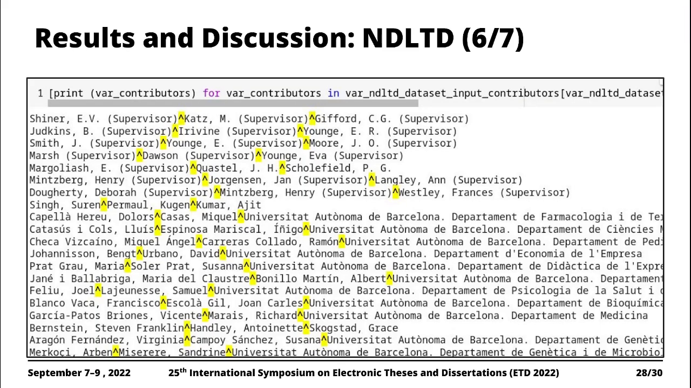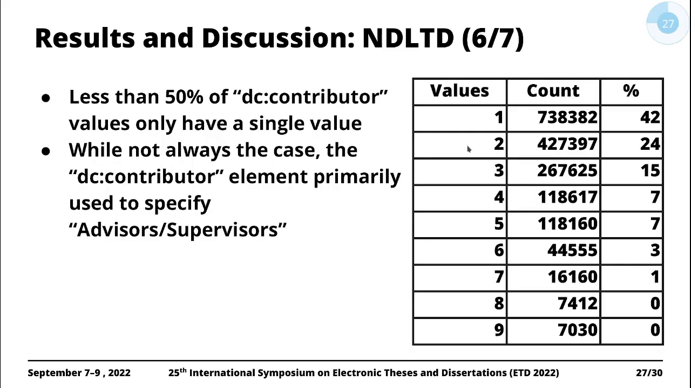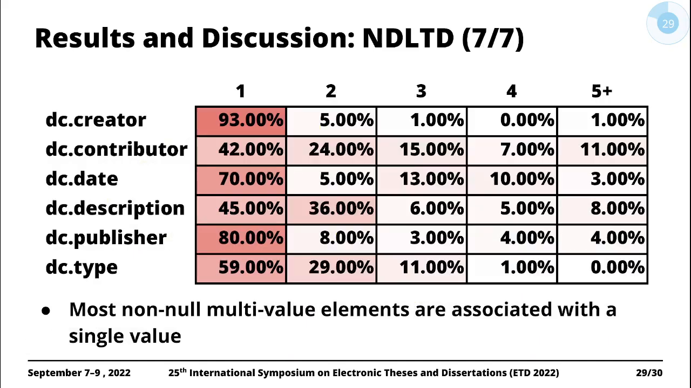Again, just giving you an idea of metadata records coming from institutions where multiple details of the contributor were provided. We see here that the supervisor details were actually provided for metadata records that were associated with more than one value. Just a summary showcasing Dublin Core fields that we expect to be associated with multiple values here. Again, the takeaway point here is that the vast majority of these fields are only associated with a single value, right? With the exception of contributor and perhaps description.